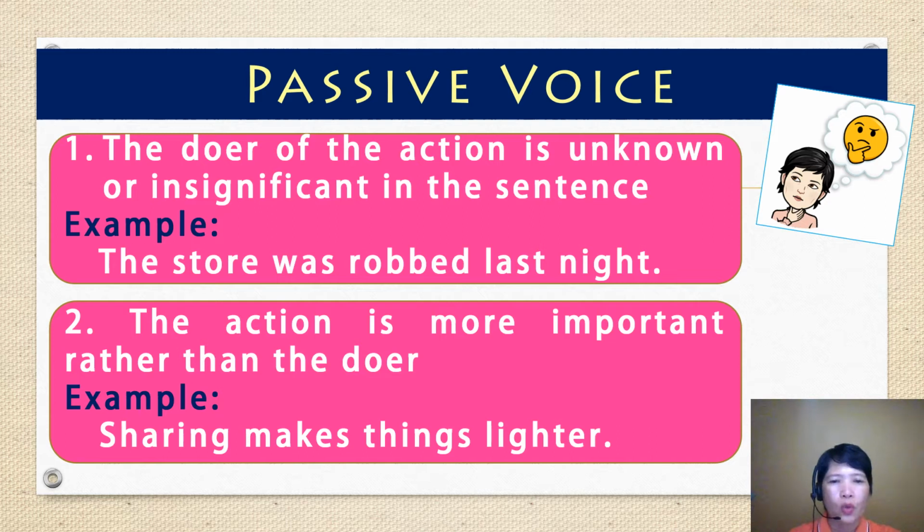Example, the store was robbed last night. Who robbed the store? We don't know. Next, the action is more important rather than the doer. Example, sharing makes things lighter. Here, in this case, the action, sharing, is given more emphasis than the doer.